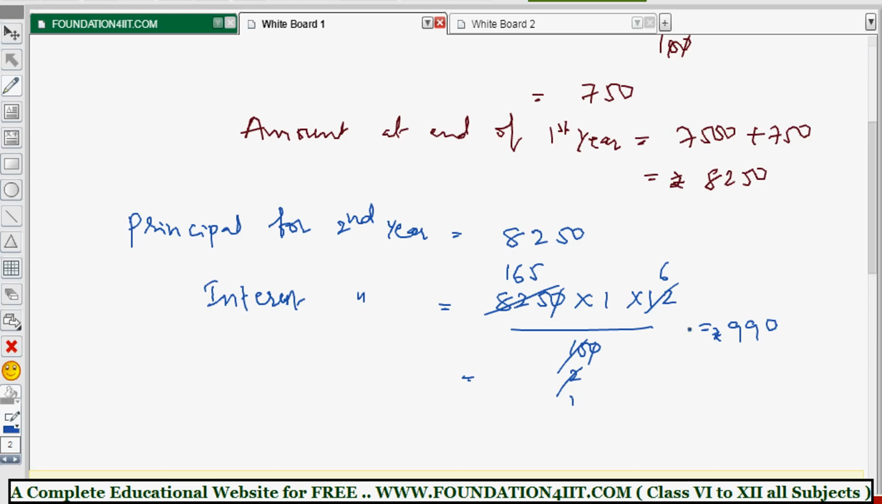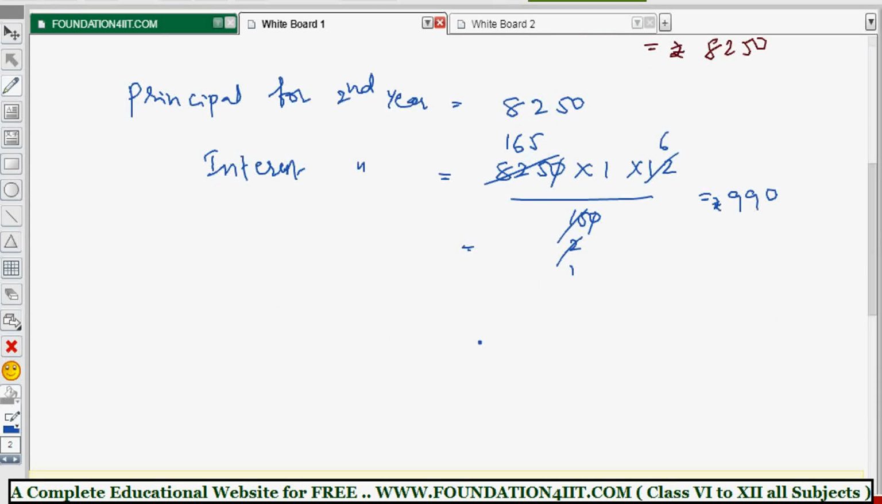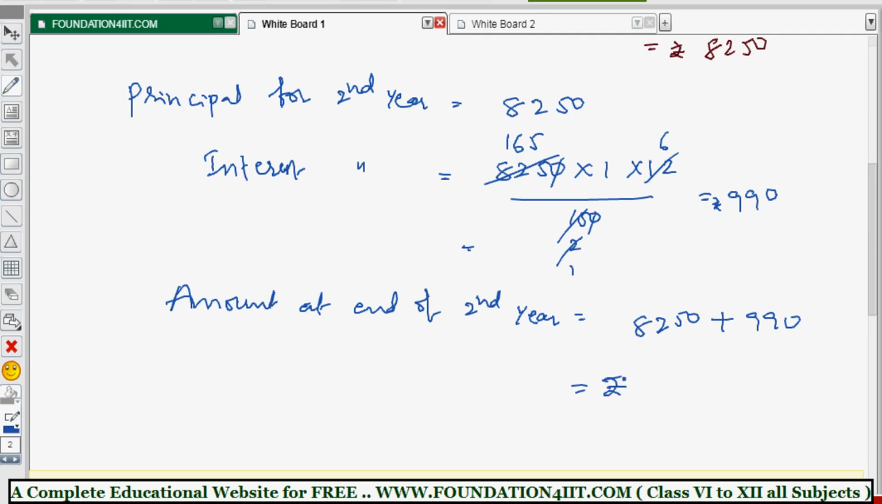Now the amount at the end of the second year is, therefore, amount at the end of second year, that is principal for second year 8,250 plus interest 990. Okay, if you add this amount, you get the total, that is 9,240, right? This is the amount at the end of the second year.